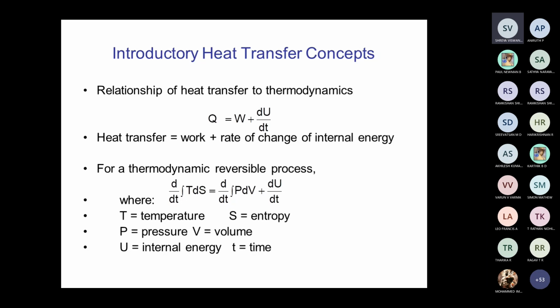And similarly for a thermodynamic reversible process, we know the TdS equation also. TdS is equal to PdV plus dU, and d by dt of TdS will be d by dt of integral PdV, which we know is nothing but the work done, plus dU by dt, where U is the internal energy, t is time, P is pressure, V is volume, S is entropy, and T is temperature.